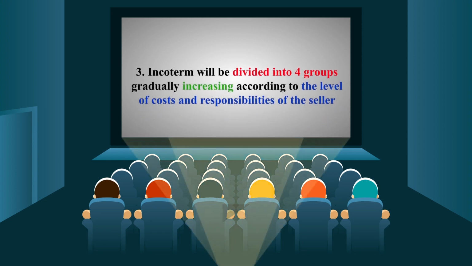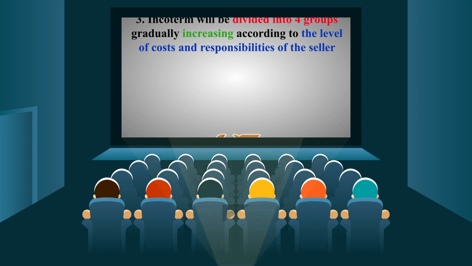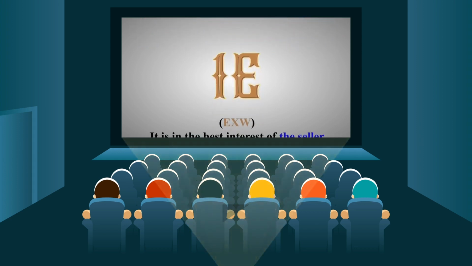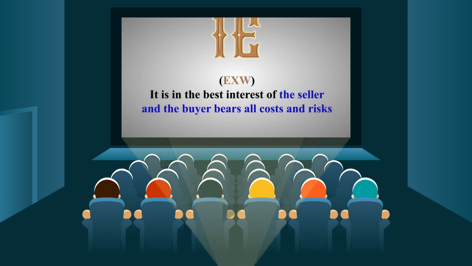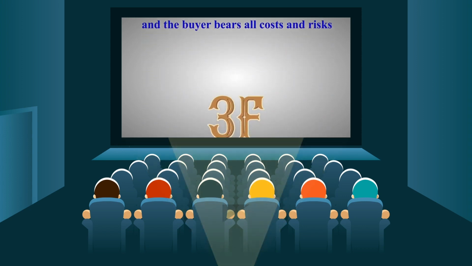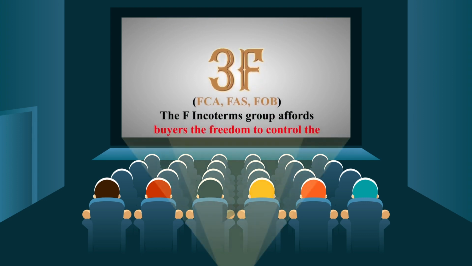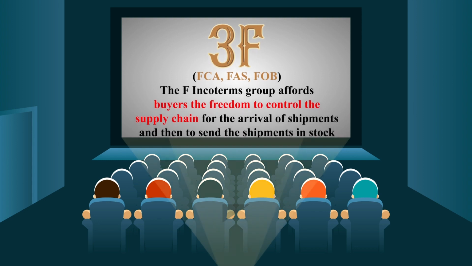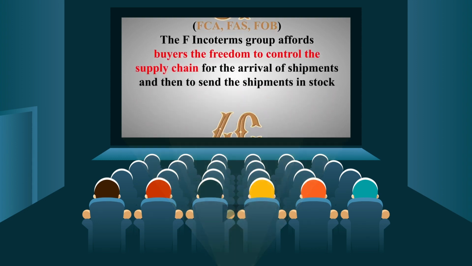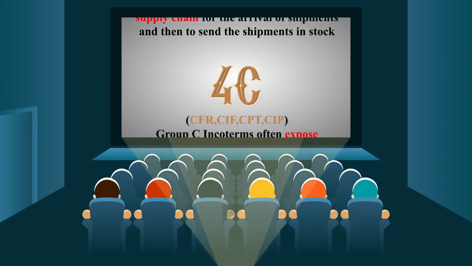Plus Incoterms will be divided into 4 groups gradually increasing according to the level of costs and responsibilities of the seller. Group E, EXW, it is in the best interest of the seller and the buyer bears all costs and risks. Group F, FCA, FAS, FOB. The F Incoterms group affords buyers the freedom to control the supply chain for the arrival of shipments and then to send the shipments in stock. For sellers, they incur minimum liabilities using Incoterms Group E, essentially passing most of the obligations on to the buyer.